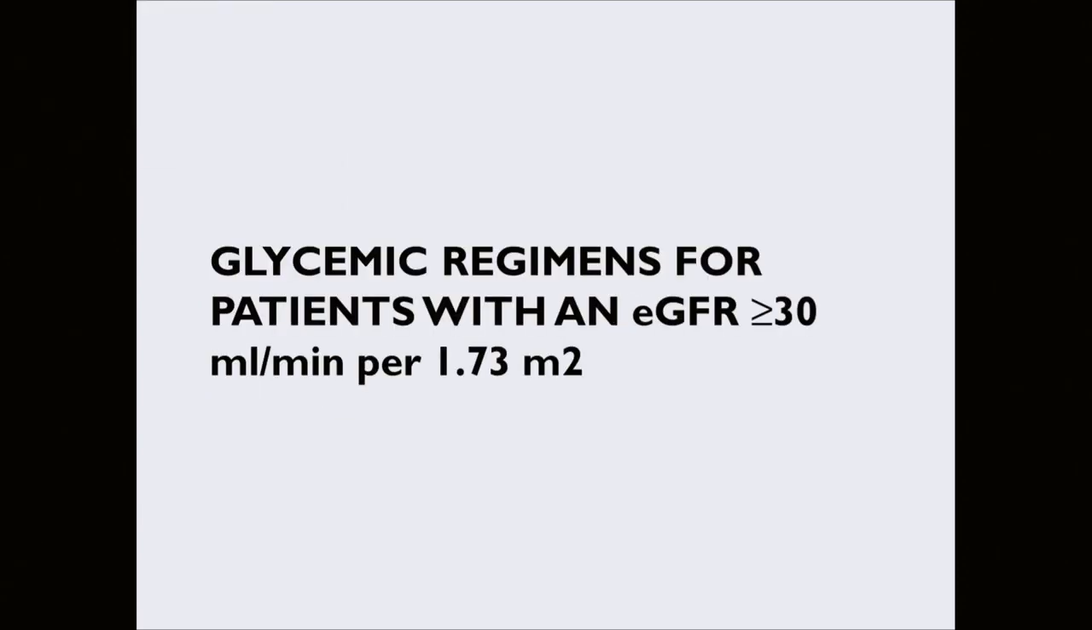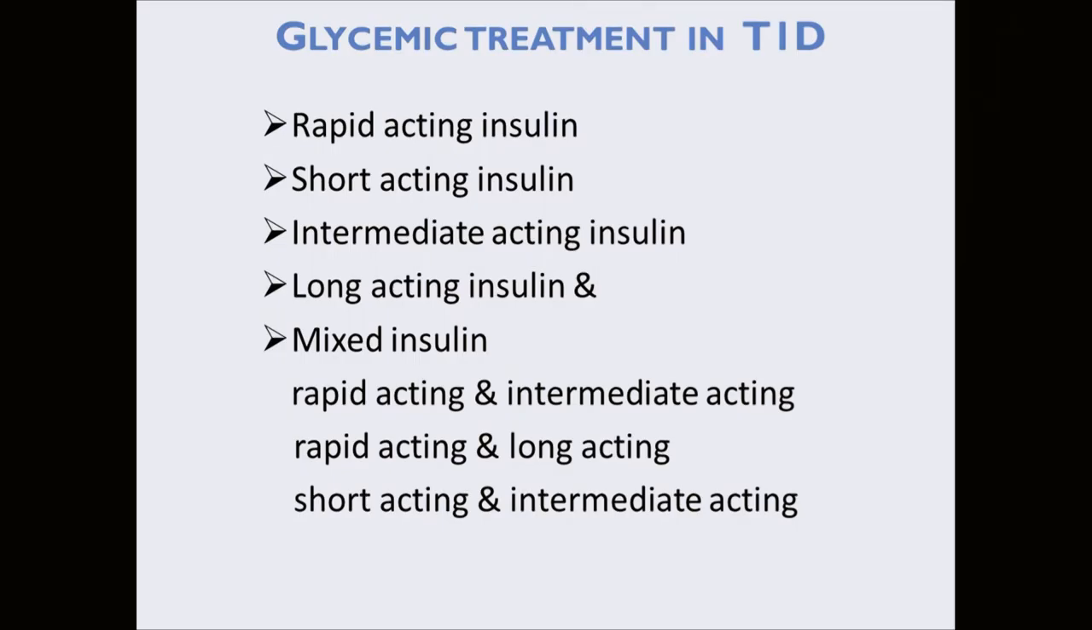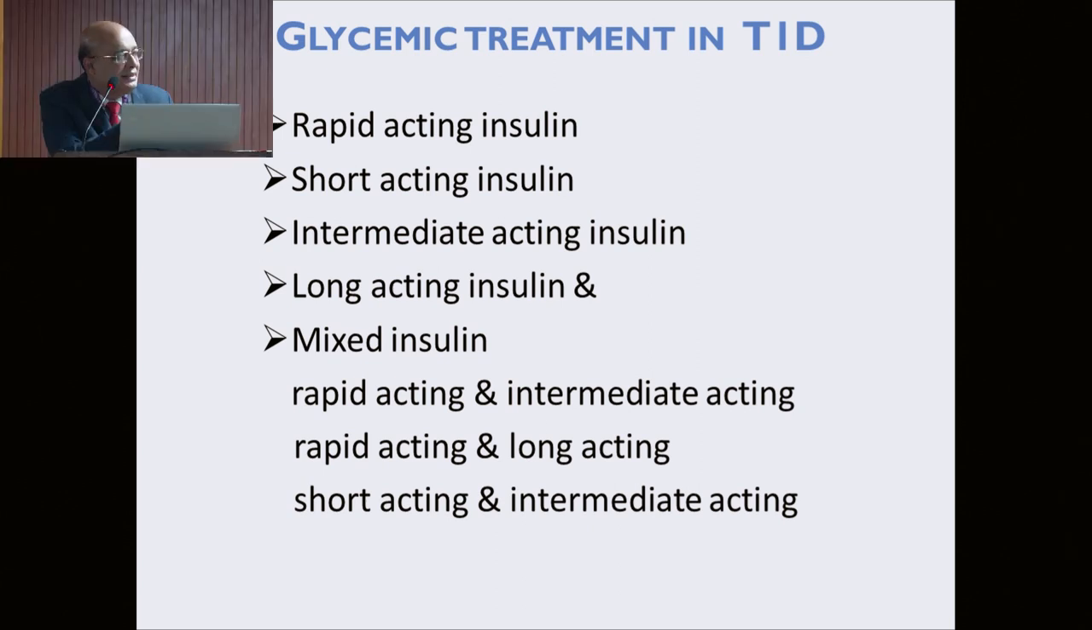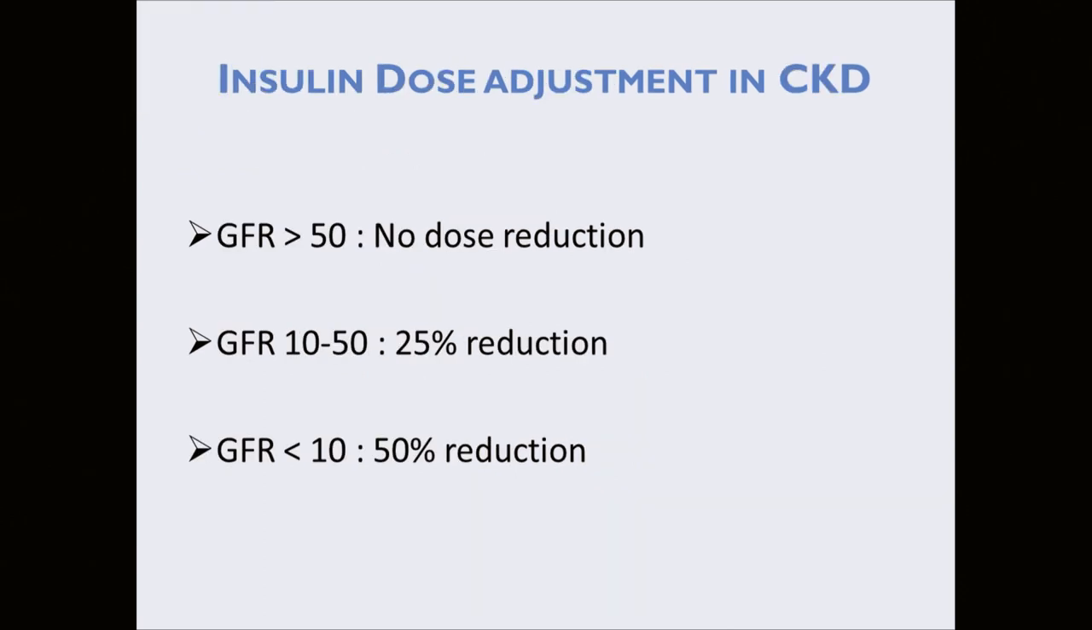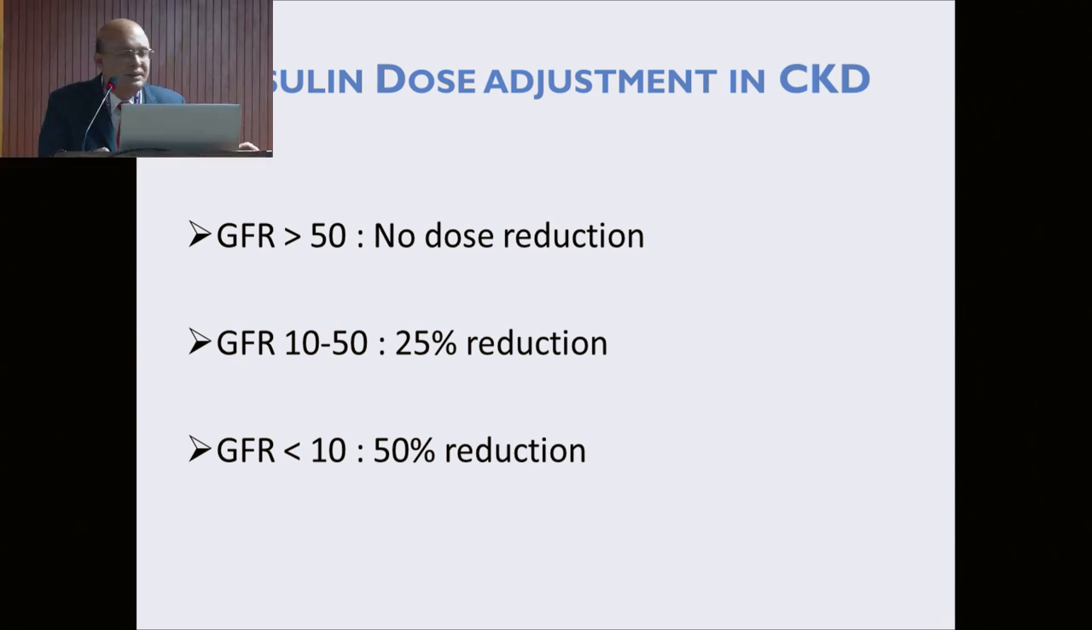Now, glycemic treatment for early CKD, that is eGFR above 30. In type 1 diabetes mellitus, treatment is only insulin. All insulins are available in our country, but during management, the dose should be reduced in CKD patients. As CKD progresses, the dose should be reduced. That is, when GFR is above 50, no dose reduction is required. But when GFR is 20 to 50, around 25%, and when GFR is less than 10, around 50% dose reduction is required.